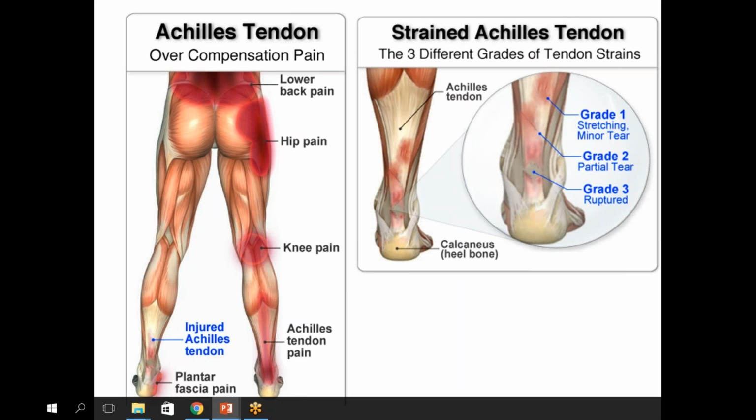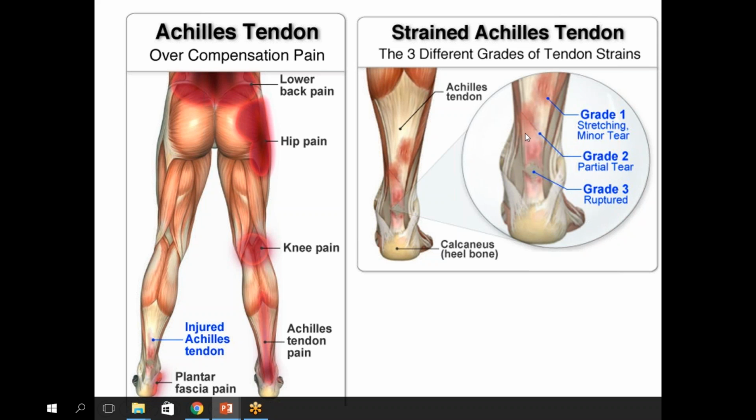Now, the strained tendon: you can have grade 1, which is a stretching, a minor tear, which normally goes away in a day or two. Ice it and kind of rest it. Massage, you can get right in on that. Grade 2 is a partial tear. You need to stop the activity and wrap it and elevate it.